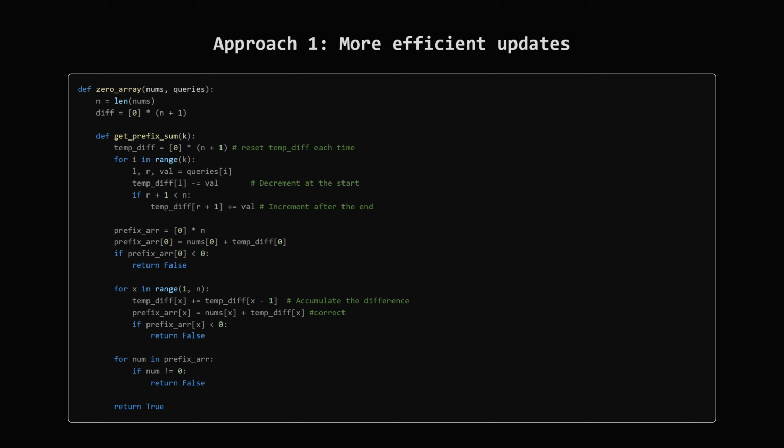Inside the loop, we accumulate the differences: temp_diff plus equals temp_diff of i minus 1. Then add this result to the nums value to calculate the prefix array. This builds the prefix sum efficiently. The rest of the check logic remains the same. We check if the array has become 0.